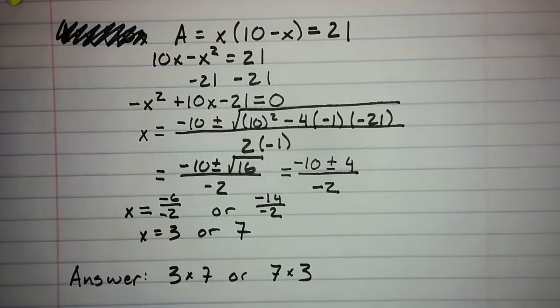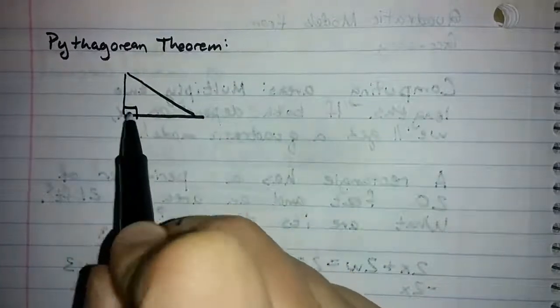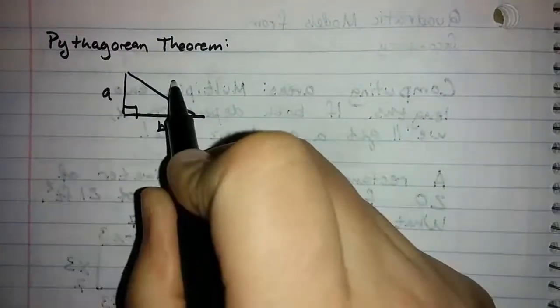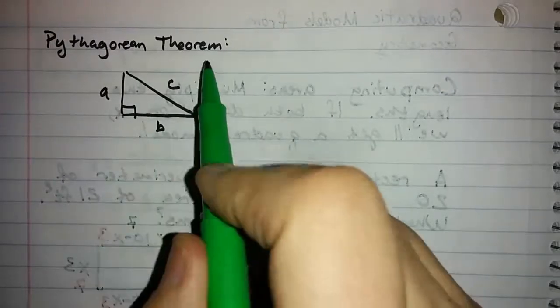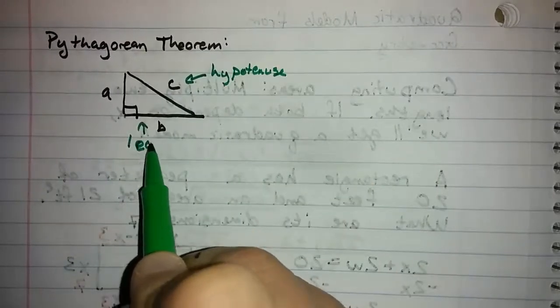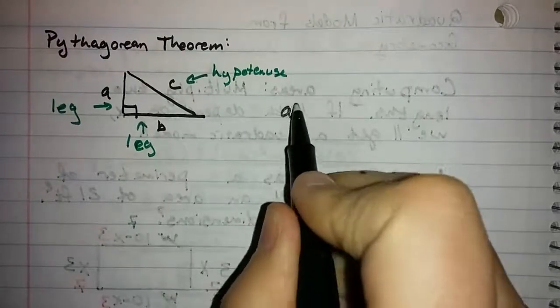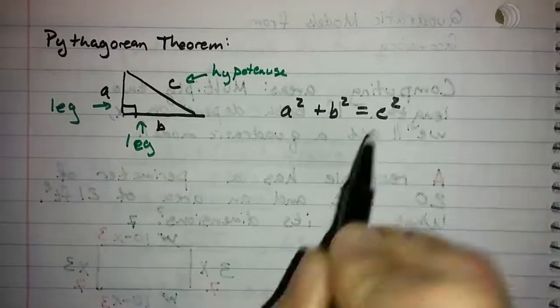Another place that we might come across quadratic models in geometry is with the Pythagorean Theorem. Remember, the Pythagorean Theorem tells us that if we have a right triangle, so a triangle with one of the corners a square corner, and we call its sides A, B, and C, where C is the longest side, called the hypotenuse, and A and B are the shorter sides called legs, then A squared plus B squared equals C squared.